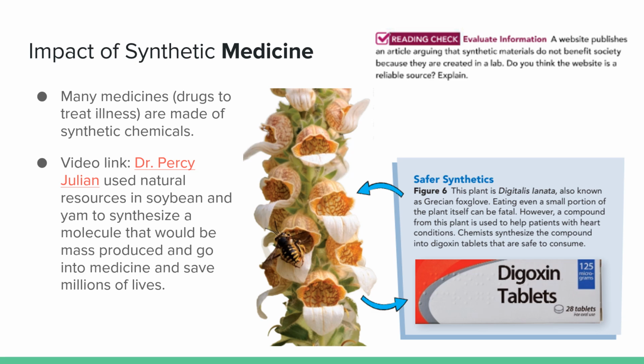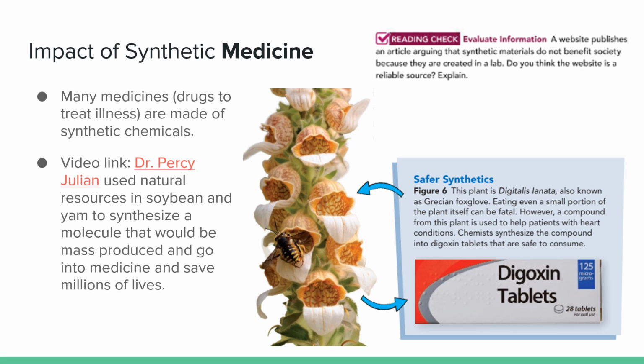We have figure 6 here. This plant is Digitalis lanata, also known as Grecian foxglove. Eating even a small portion of the plant itself can be fatal. However, a compound from this plant is used to help patients with heart conditions. Chemists synthesize the compound into digoxin tablets that are safe to consume.